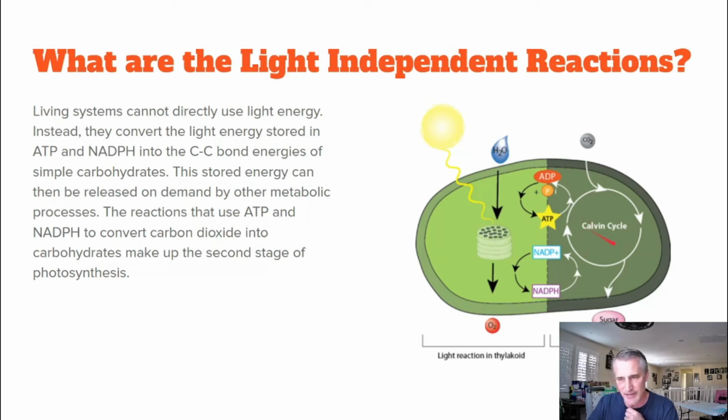So all these enzymes are going to be floating around in that stroma, right? And they're going to be doing these various procedures. It's a multi-step process to do this. And we're going to keep it super simple and super basic. So we're going to use the ATP and NADPH to form carbon-carbon bonds in simple carbohydrates like glucose, different sugars. They're basically just a simple monosaccharide sugar. This stored energy can then be released on demand in other metabolic processes, i.e., we're talking about cellular respiration, and we'll talk about that later, as I mentioned.